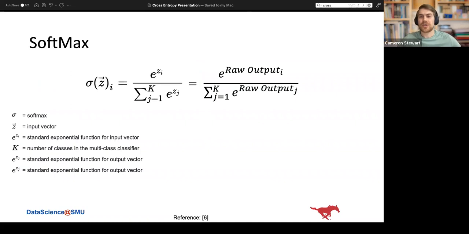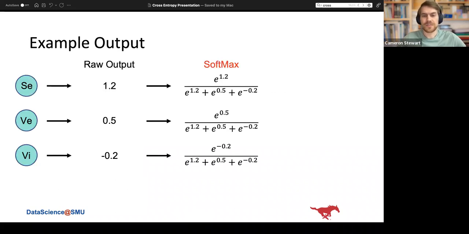Softmax is just a normalized representation of your raw outputs so that they become predicted probabilities. As you can see here in the equation, it's just the exponential of the raw output divided by the sum of the exponential of all the raw outputs. Let's see it in action.